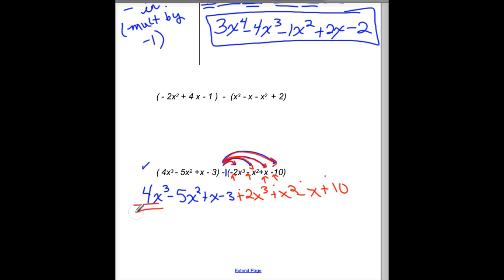So let's go combine our like terms. We've got 6x cubes. We've got -5 of those plus 1 of those gives me -4 of those. I've got a plus x and a minus x, which means I don't have any x's. And then I've got -3 going up 10 to a 7.